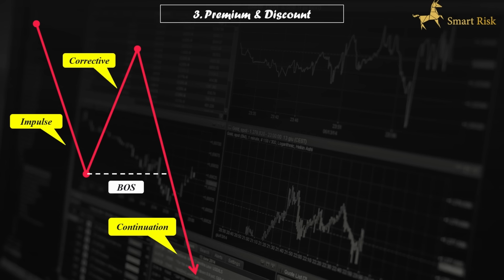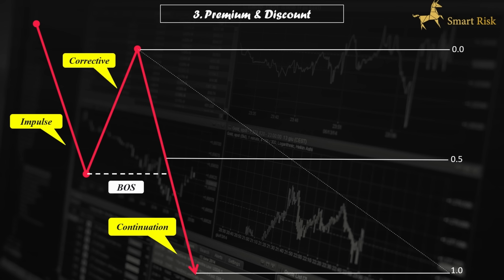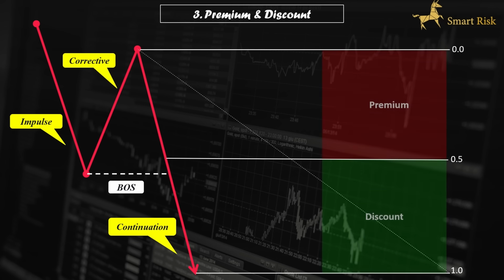For a downtrend, select the Fibonacci retracement tool and drag it from the most recent high to the most recent low. This will create the Fibonacci levels on your chart. The area below the 0.5 Fibonacci level is referred to as the discount zone, while the area above the equilibrium line is known as the premium zone.